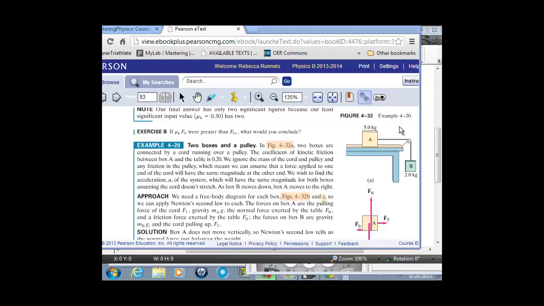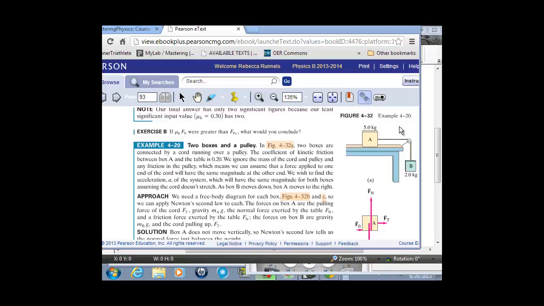Now we'll take a look at a pulley problem. So we have two boxes connected by a cord running over a pulley. These right now are magic pulleys, and they have no moment of inertia that we have to worry about. They're massless. They're very nice.